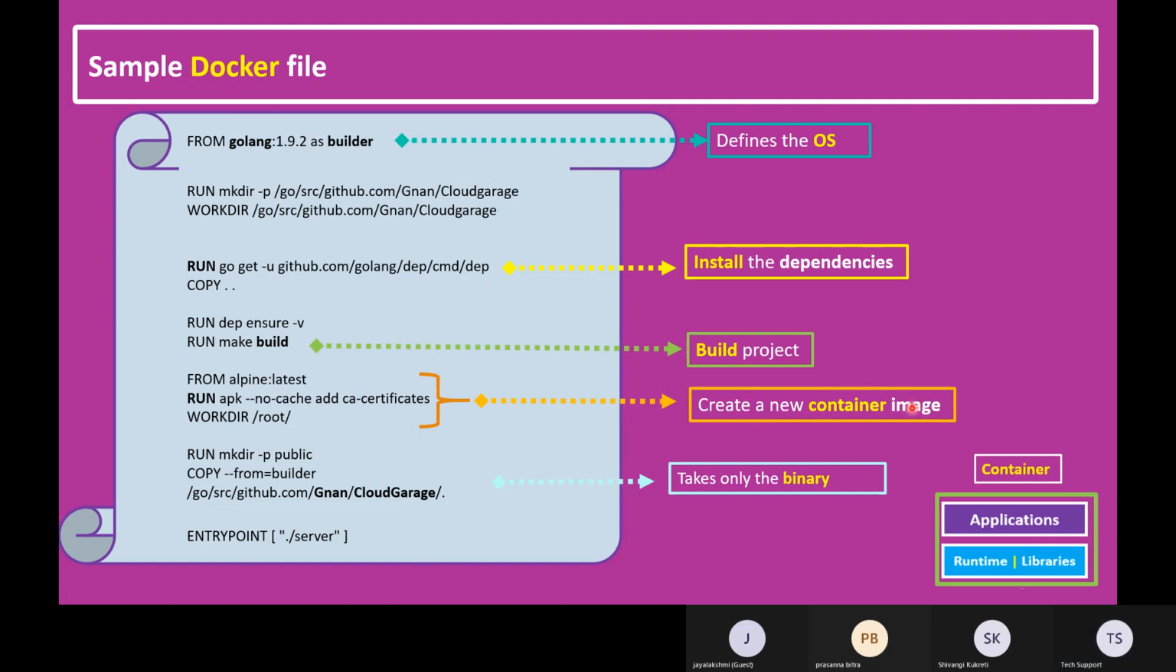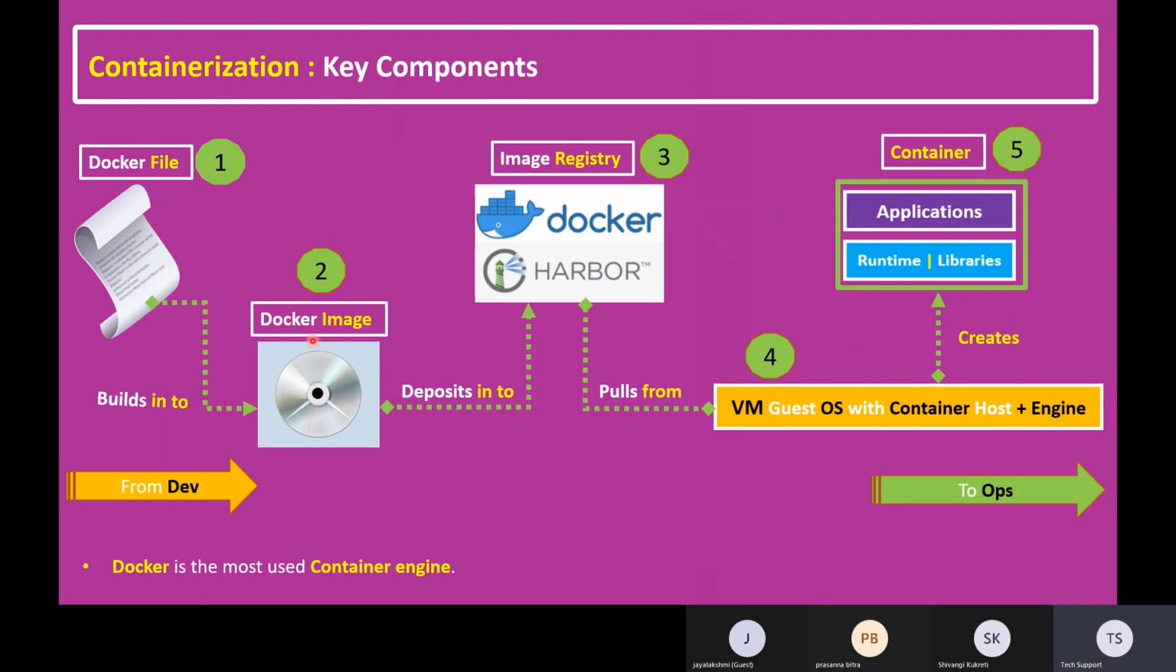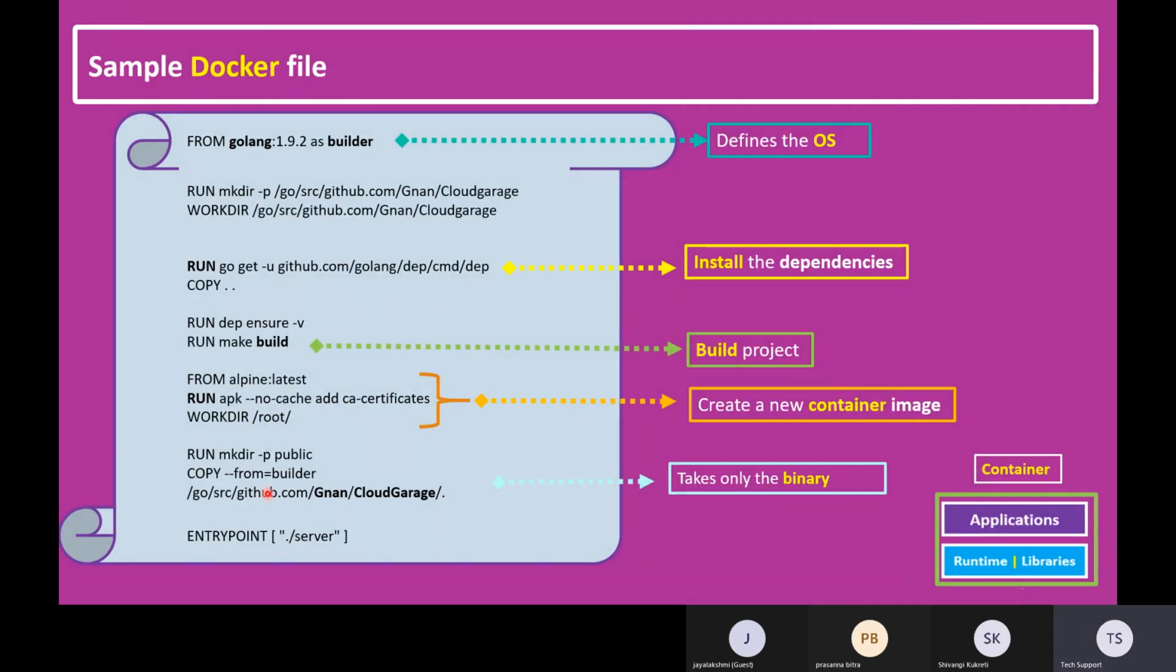That container image is what we highlighted here, the Docker image. And then finally this takes only the binary file. That binary file is pulled from our image registry. It will register this information. So this is how a sample Dockerfile looks. And the container also consists of the application and only the lightweight runtime and libraries inside the container.